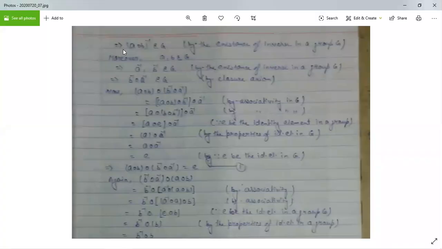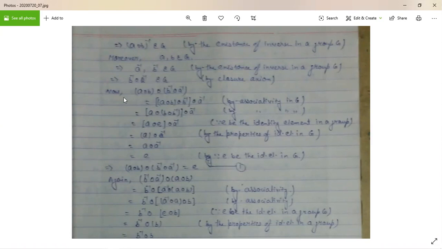Therefore, we got a ∘ b⁻¹ belongs to G by the closure and existence of inverse in a group G, because a and b are in G. Therefore, a ∘ b is in G with the help of the closure axiom. Therefore, (a ∘ b)⁻¹ also belongs to G with the help of existence of inverse in a group G. Moreover, again we take a and b belonging to G, which implies that a⁻¹ and b⁻¹ belong to G, which implies that b⁻¹ ∘ a⁻¹ belongs to G.